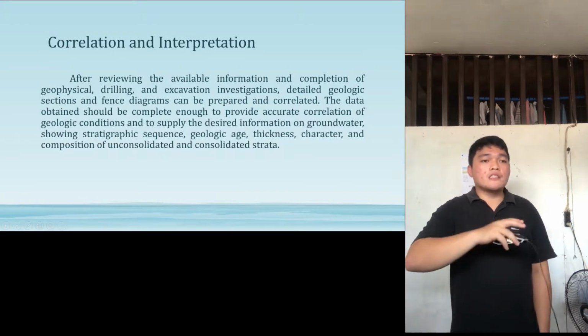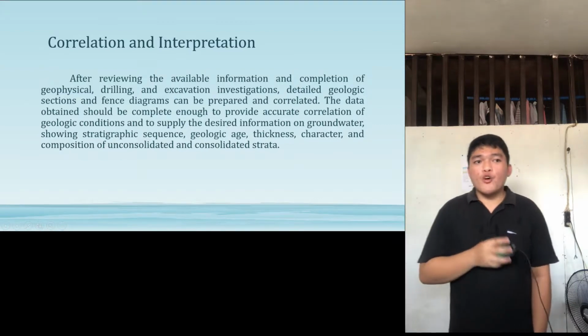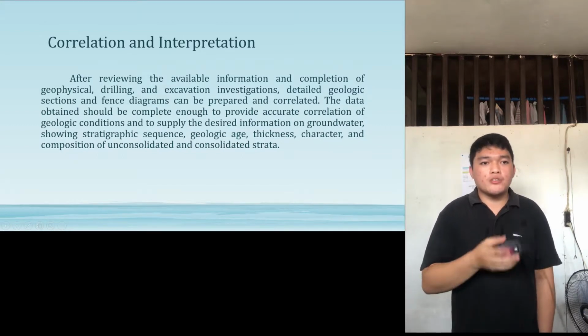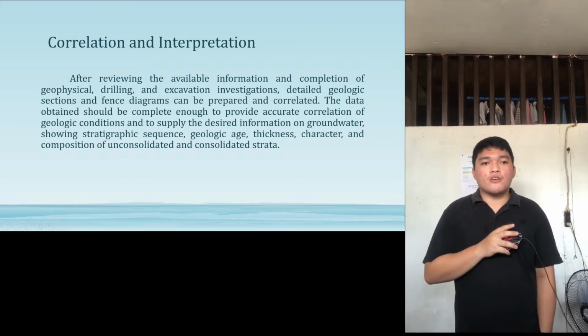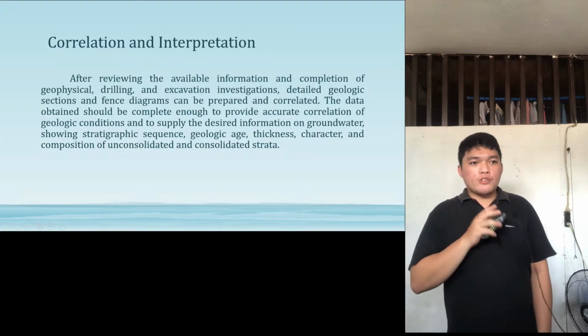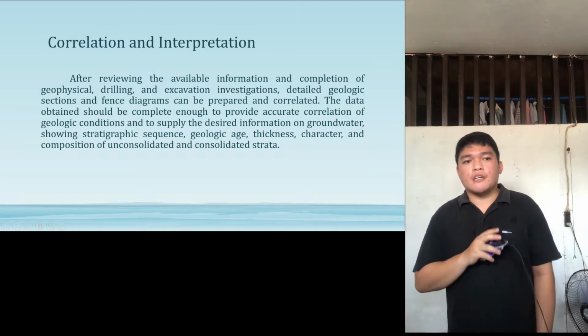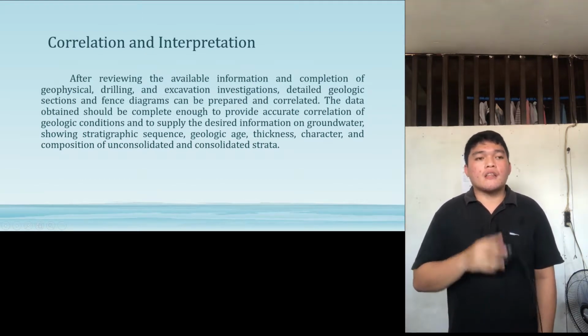Next, in our detailed investigations are correlation and interpretation. After reviewing the available information and completion of geophysical, drilling, and excavation investigations, detailed geologic sections and fence diagrams can be prepared and correlated. The data obtained should be complete enough to provide accurate correlations and geologic conditions and to supply the desired information on groundwater showing stratigraphic sequence, geologic age, thickness, character, and compositions of unconsolidated and consolidated strata.